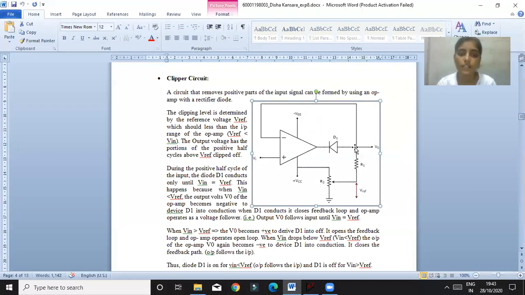During the positive half cycle of the input, the diode D1 conducts only until Vin is equal to Vref. This happens because when Vin is less than the reference voltage, the op-amp output at 0 volts becomes negative, driving D1 into conduction. When D1 conducts, it closes the feedback loop, and the op-amp operates as a voltage follower, and the output follows the input until Vin is equal to Vref.